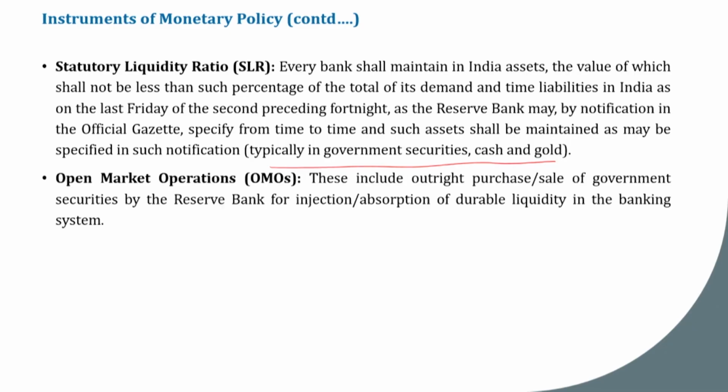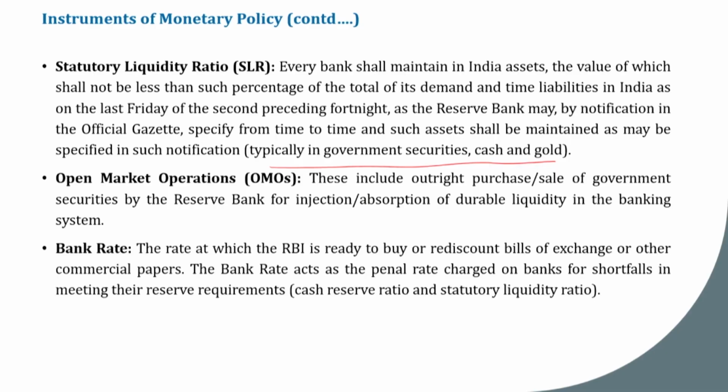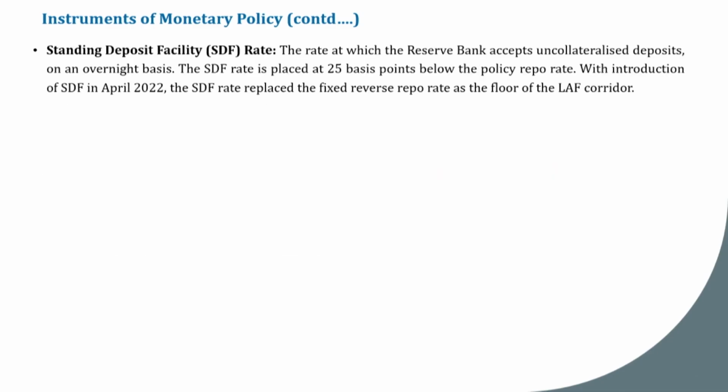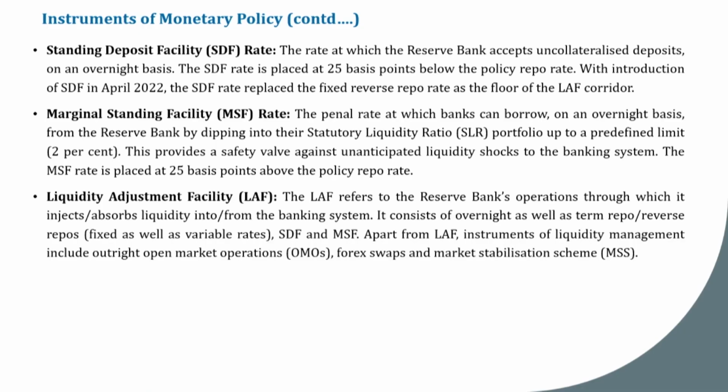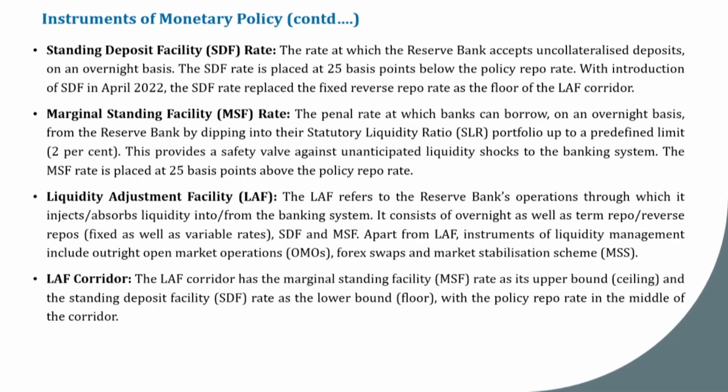Then open market operations, we thoroughly discussed it. Then bank rate, that is the long-term lending rate at which the central bank lends to commercial banks. And these are some more related terms. One is the standing deposit facility rate. I would suggest you visit the RBI website, where there is a detailed description of what this facility means and how it works. Similarly, about the marginal standing facility also, please go through the RBI website and you will get more details about it. These are somewhat indirect instruments being used by RBI.